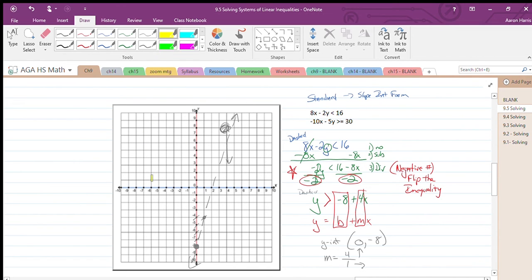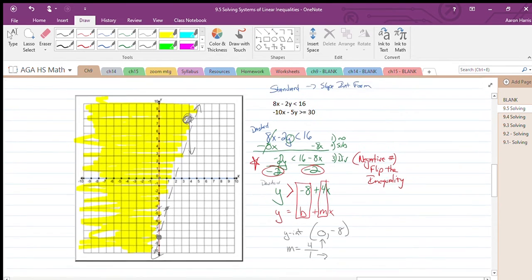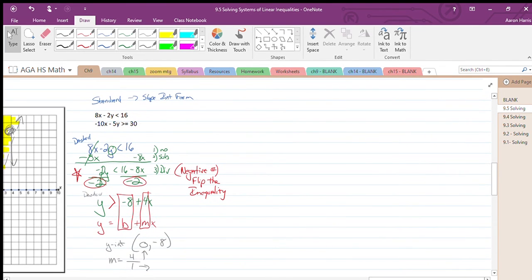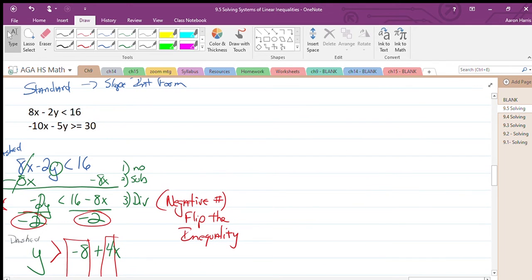Notice shading is just quick. It doesn't have to be perfect. You don't have to fill in every square. Just get the shade down so I know what side. Okay? So that's the first problem. What do we have to do now? We got one more. So here we go.